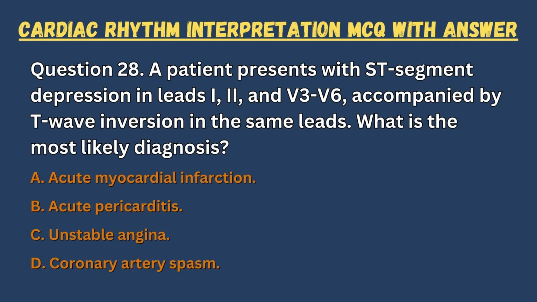Question 28. A patient presents with ST segment depression in leads 1, 2, and V3 to V6, accompanied by T-wave inversion in the same leads. What is the most likely diagnosis? A. Acute myocardial infarction. B. Acute pericarditis. C. Unstable angina. D. Coronary artery spasm.